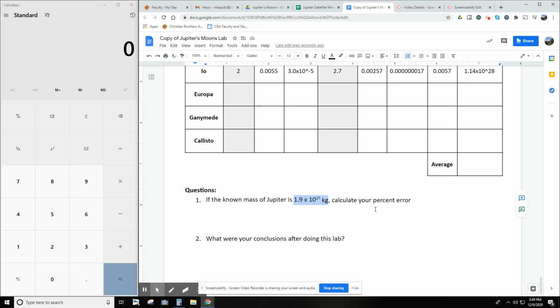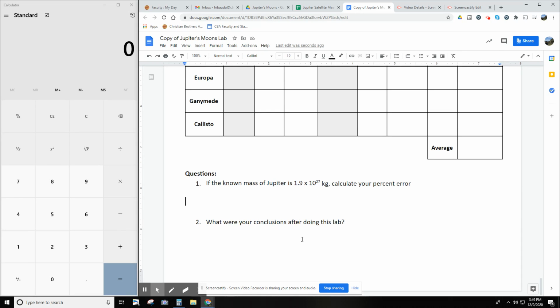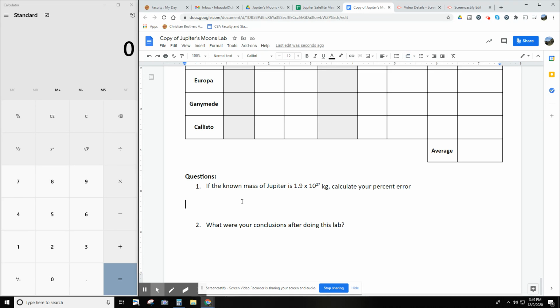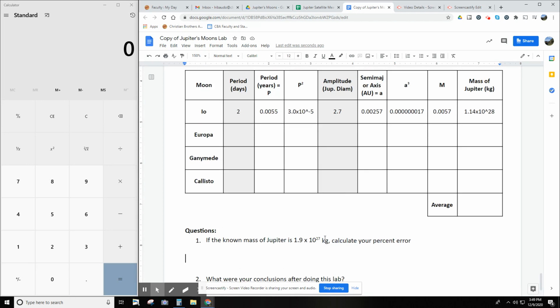And so what you're going to do down here is calculate your percent error from your average. And I'm guessing it's going to have a little bit of error. All right, no big deal. And then I just want to know your thoughts. What did you think about this? What did you learn? What conclusions can you make from this lab? What's interesting to you? And you can answer that question there.